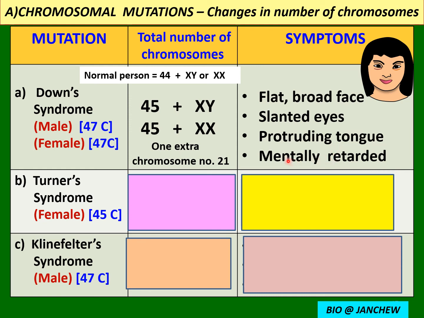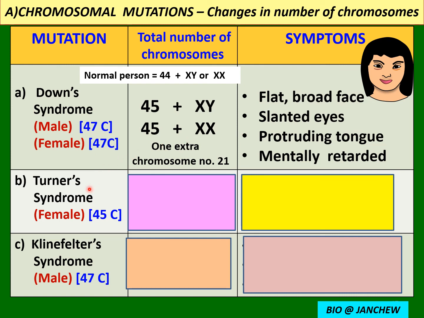So lastly, mentally retarded. And one more symptom is also infertile, although not all are infertile. So the degree to which they suffer from all these symptoms depends on the individual.